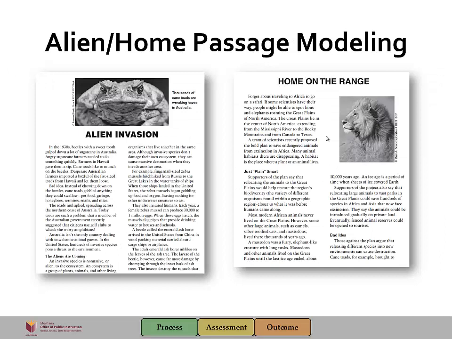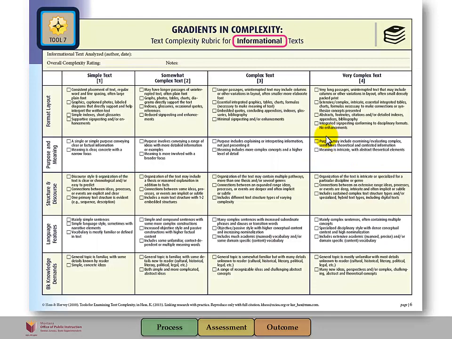For this modeling exercise, we will be looking at the Alien Invasion passage and the items that correspond to the Alien Invasion passage. We will also use Karen Hess's tools for examining text complexity. This informational text rubric will be used to determine whether or not this is a simple text, somewhat complex text, or a very complex text.